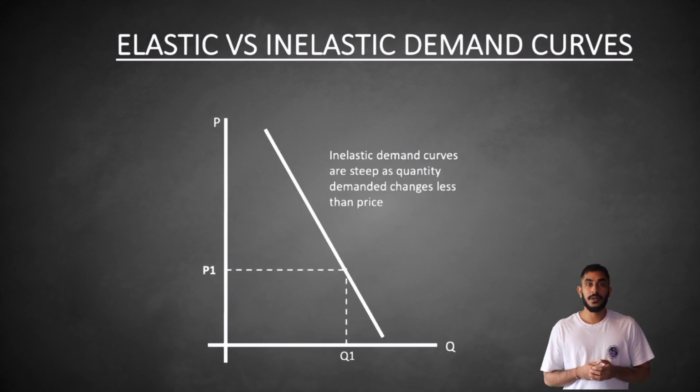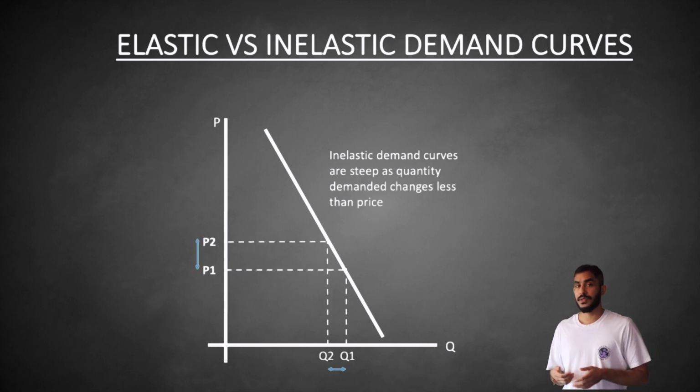If the demand for a good is price inelastic, remember a change in price will lead to a less than proportionate change in demand. In other words, when the price of a good changes, demand will change by less than the price changed. In this case, I've drawn an inelastic demand curve, showing that a change in price has led to a less than proportionate change in demand. Therefore, inelastic demand curves are steep, showing that price on the y-axis is changing more than demand on the x-axis.